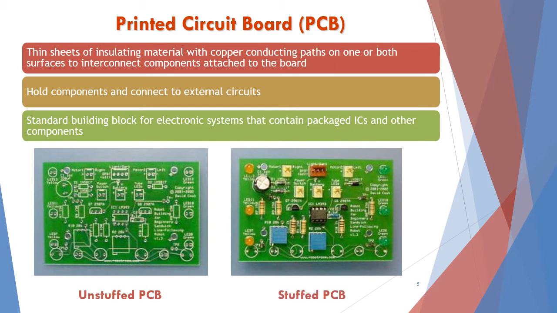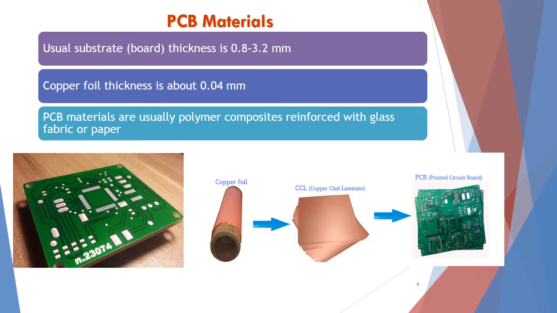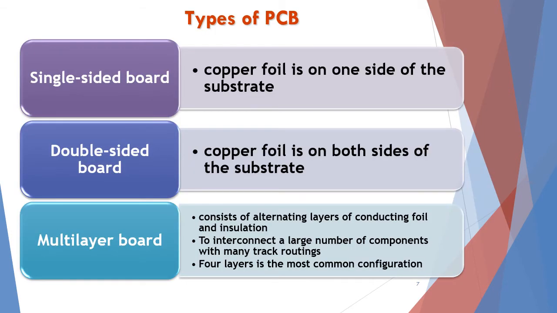The difference is that in the unstuffed PCB, the circuits are without the components built in, and in the stuffed PCB, all the components are attached on the circuit. The common PCB material is usually polymer composite reinforced with glass, fabric, or paper, and in between there is a copper foil. Copper foil thickness is usually around 0.04 mm, while the usual substrate board thickness is around 0.8 to 3.2 mm. There are three types of PCB.